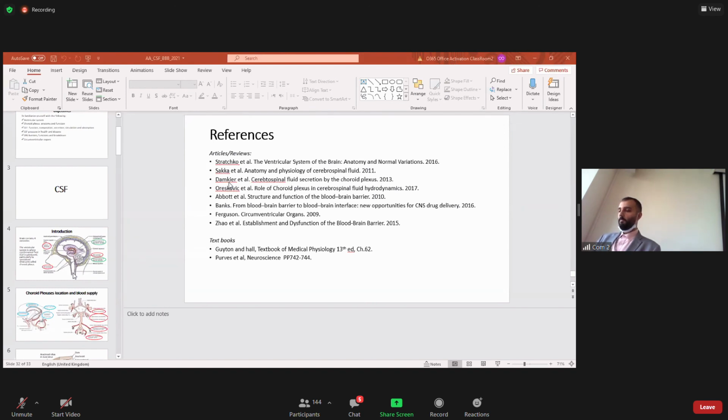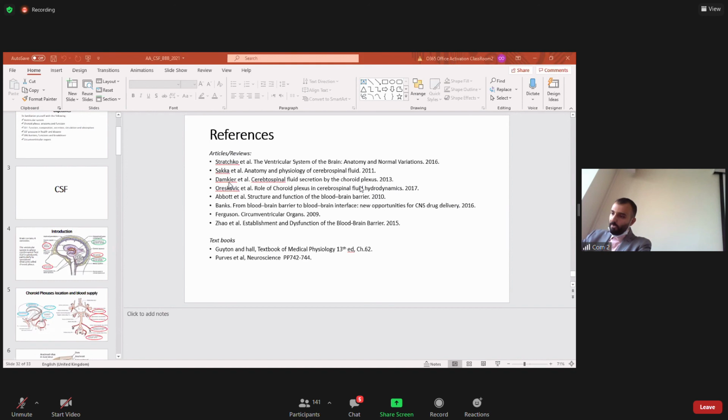Okay. Any other questions? What is the significance of the vascular space? This is the space where the exchange of the CSF and the interstitial fluid occurs. This is a hypothesis that has been proposed.